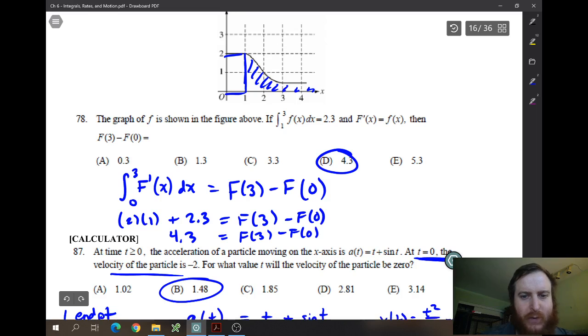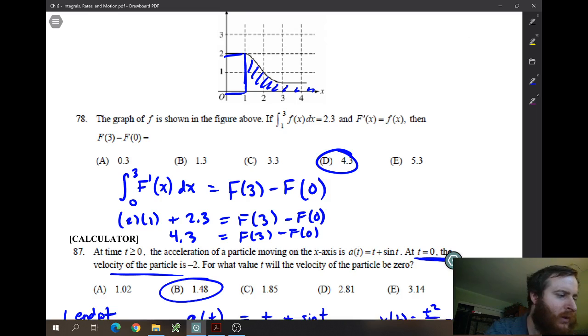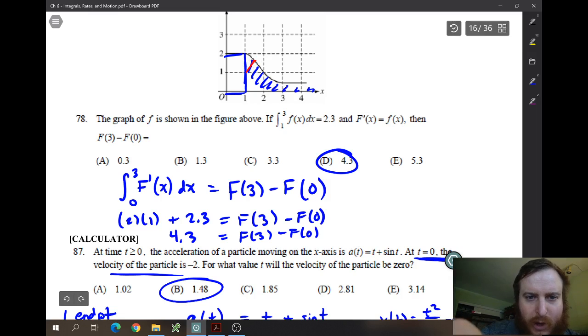All right, this next one's kind of an interesting take on FTC. We have the integral from 1 to 3 of f of x is 2.3. So from 1 to 3, that's this shaded area, right? That's from 1 to 3 is that shaded area. I think I went a little too far with the blues. So that's that shaded area.